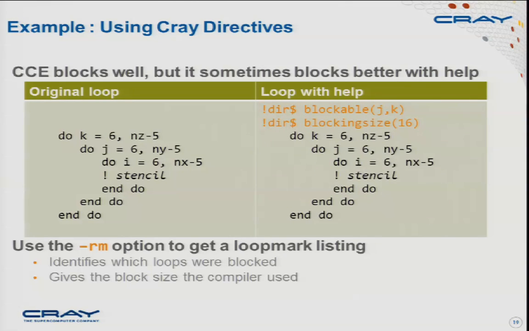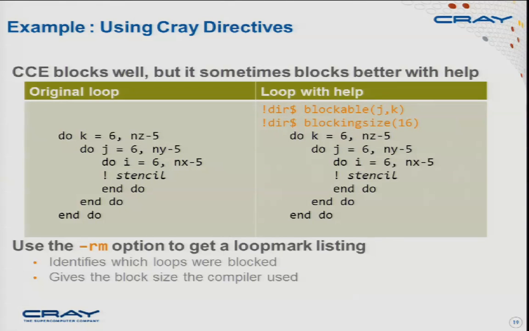Now you can go in there and add a blocking size to play around with it, to nudge the compiler one way or another. Again, saving you keystrokes, but still allowing you to play around with that. And all of the information is in the listing file to actually confirm that it's using these blocking sizes.